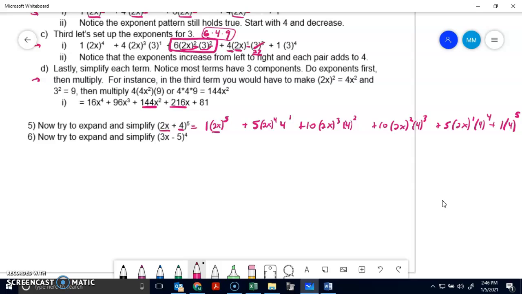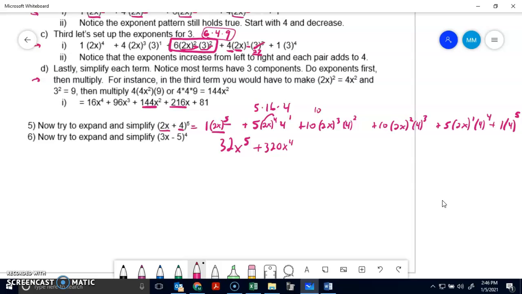Now I'm going to simplify it. 2x to the 5th. So the 2 is in parentheses. It's also being raised to the 5th power. So that's 32x to the 5th. Here I would have 5. 2 to the 4th is 16. 4 to the 1st is 4. So I'm going to multiply those and get 320x to the 4th.